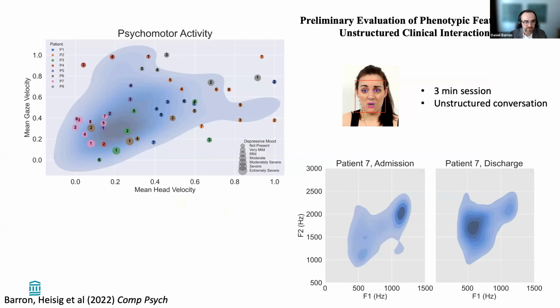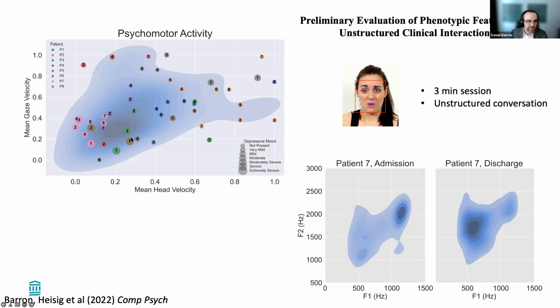And so the results of our study were recently published. This is a preliminary evaluation where our goal was just to see if consumer grade equipment, so off the shelf equipment you can go and buy at Best Buy or off Amazon, could be used to record clinically valuable data. And what we did here is we were trying to operationalize psychomotor activity. Psychomotor slowing is something that is commonly associated with depression.